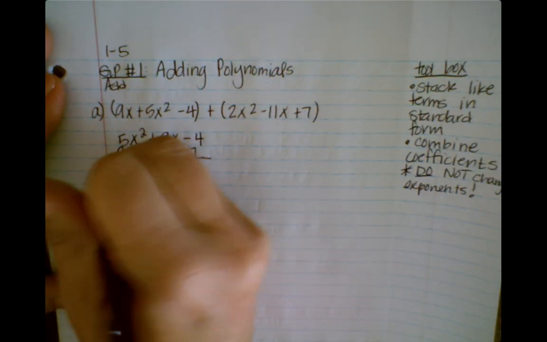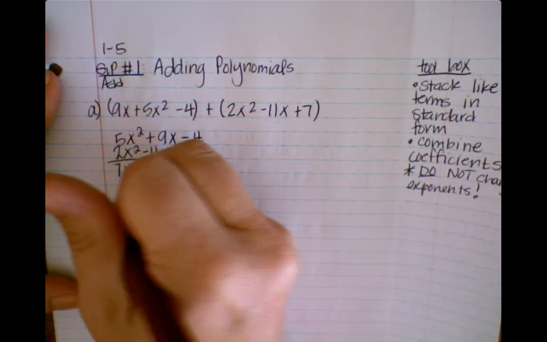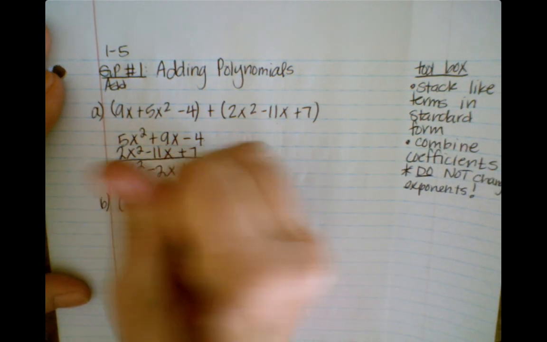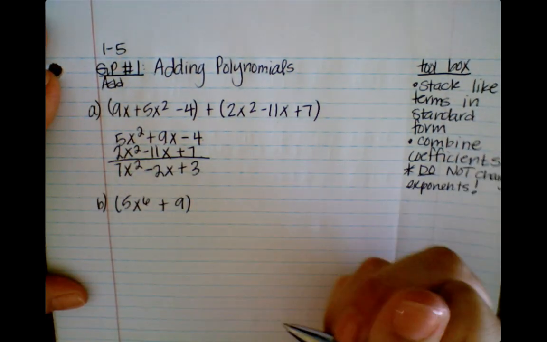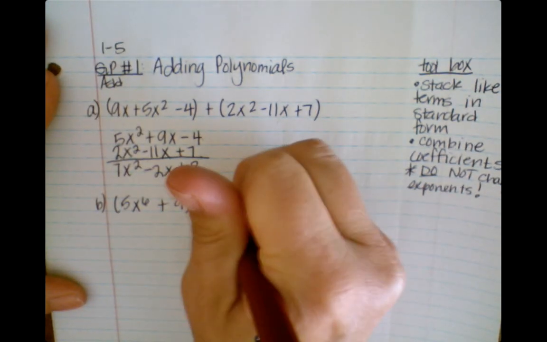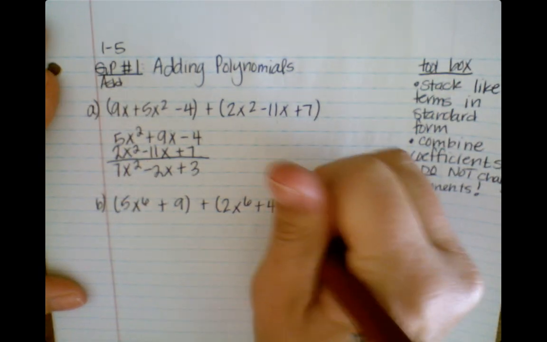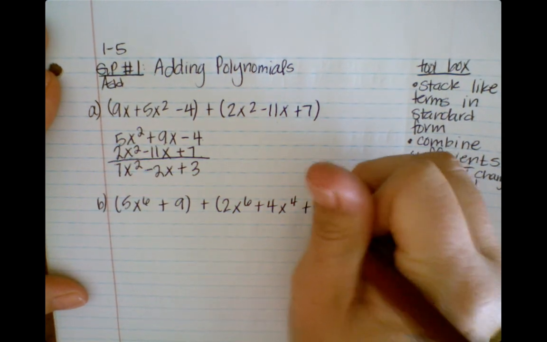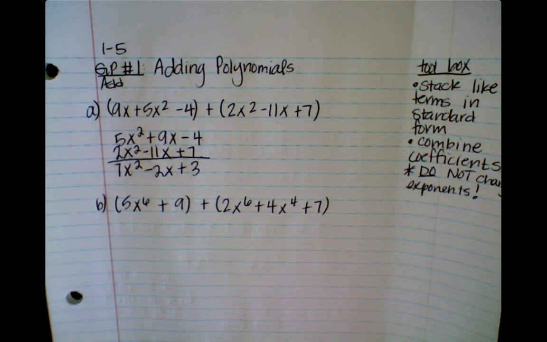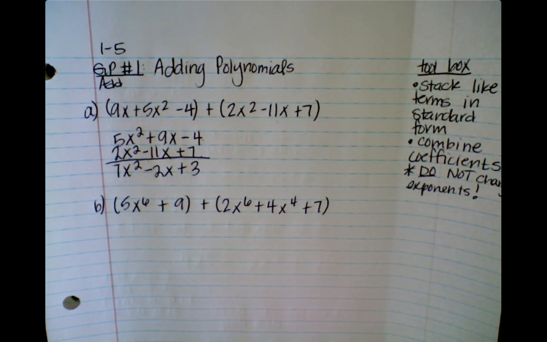All right, so for B, we're going to do 5x to the 6th plus 9 plus 2x to the 6th plus 4x to the 4th plus 7. So go ahead and pause the video and try this one out and see how you do.